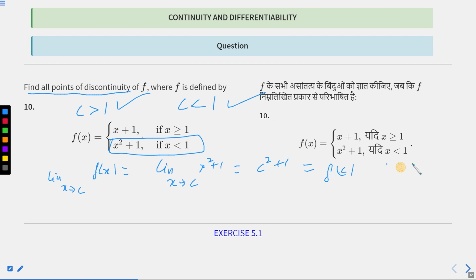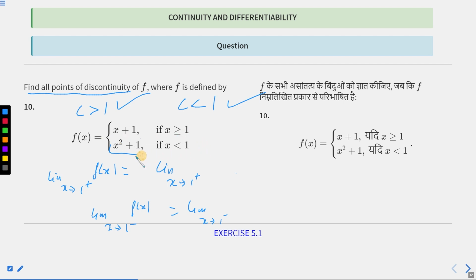What about at 1? If we are talking about at 1, then I have to take two-sided limits. This means approaching from the right hand side and approaching from the left hand side. If you are approaching from the right hand side, then you have to pick this, x plus 1. This will be 2. Simple, this will be 2. So far so good.